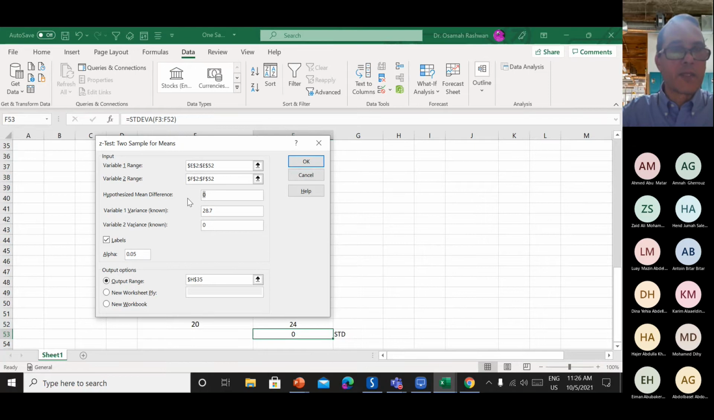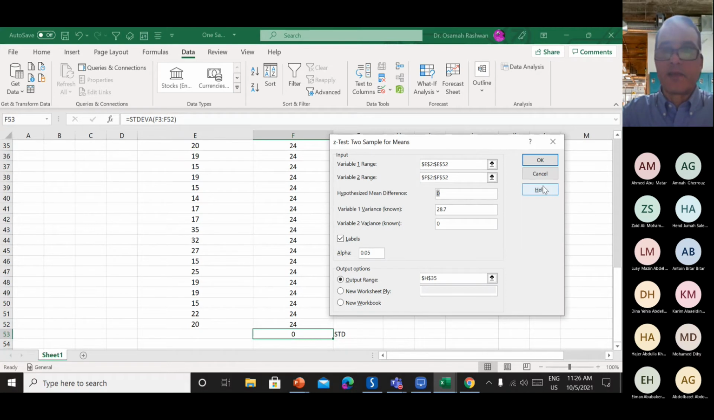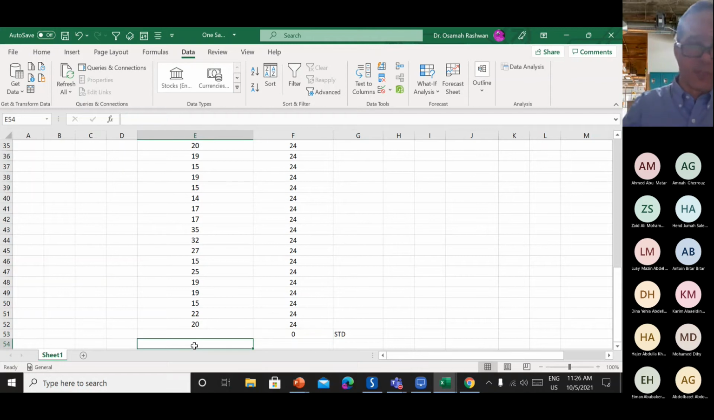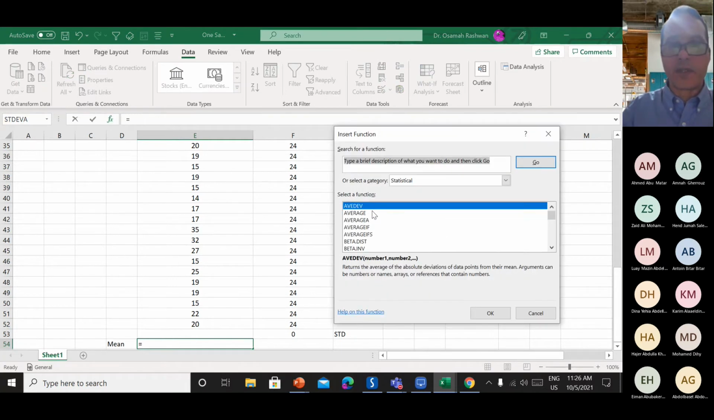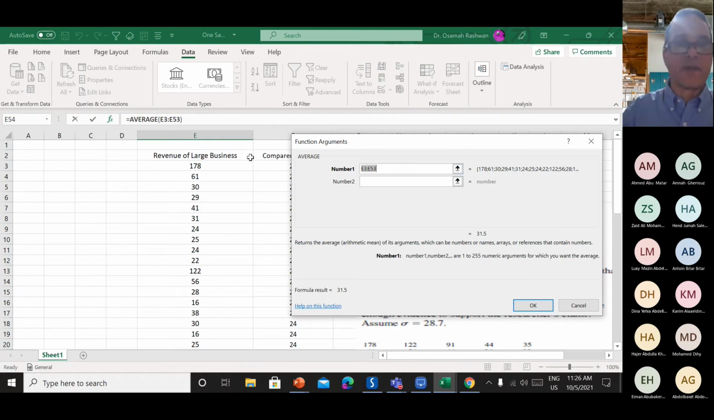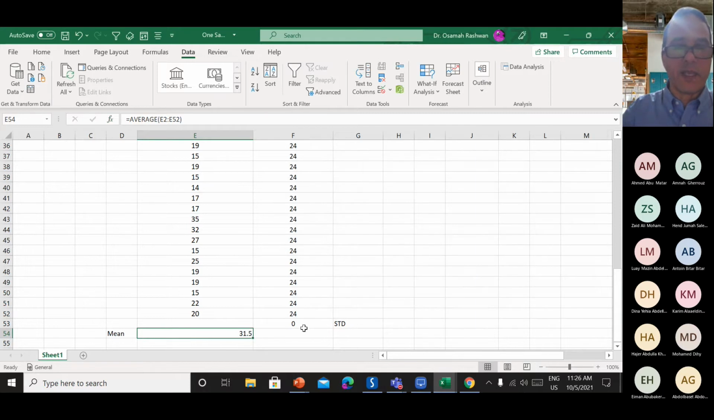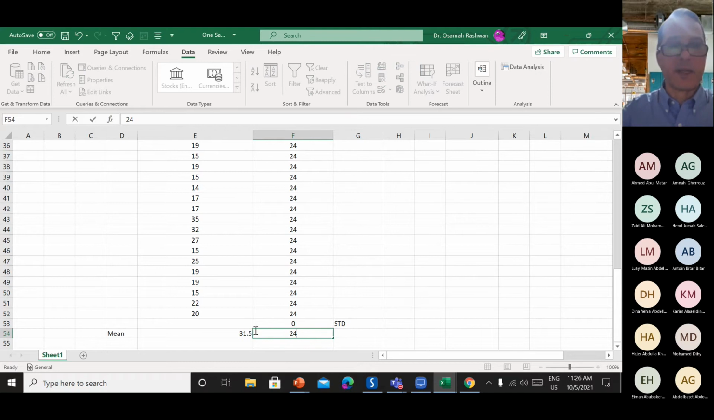The hypothesized mean difference. Yes, sorry. I have to get the two means. So I know the standard deviation. I would have the mean for this one. What is the mean for the first one? Control V. How to find the mean? Press equal. The mean here is called the average. I press average and I find the mean for this one. And the mean for the other one, no need, because it's the same data, so the mean is 24. So the difference is 31.5 minus 24, which is 7.5, right?